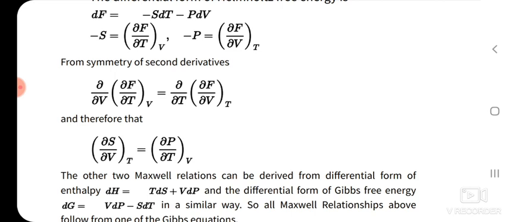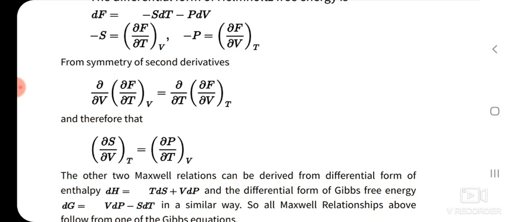From the symmetry of second derivatives, ∂/∂V of ∂F/∂T at constant volume is equal to ∂/∂T of ∂F/∂V at constant temperature. If you substitute ∂F/∂T at constant volume equal to minus entropy, and ∂F/∂V at constant temperature equal to minus P, it gives ∂S/∂V at constant temperature is equal to ∂P/∂T at constant volume.